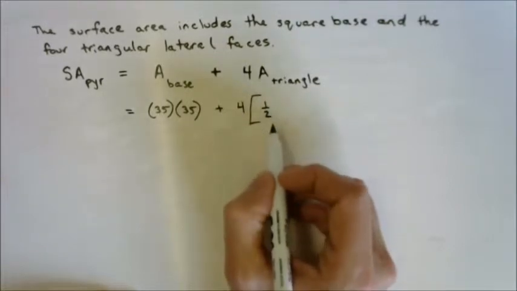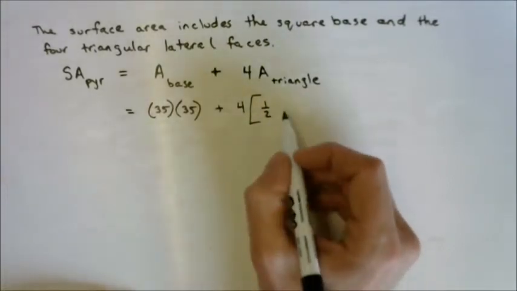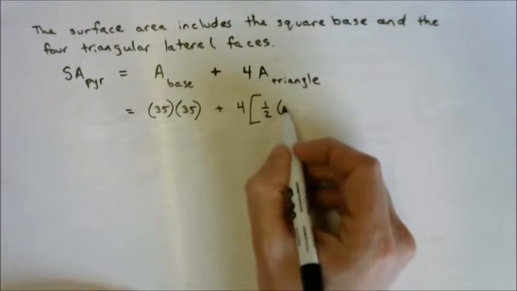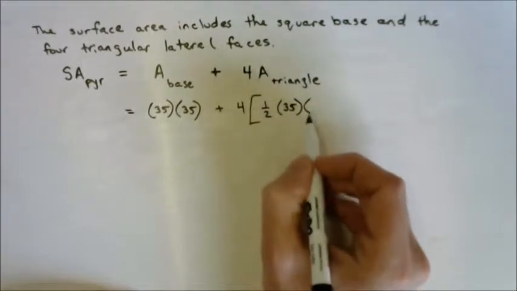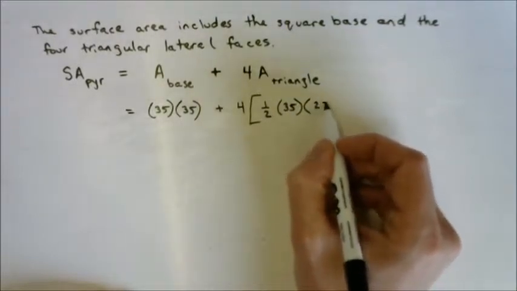1/2 base times height. Do we know the base of the triangle? Yes, 35. Do we know the height of the triangle? Yes, 27.